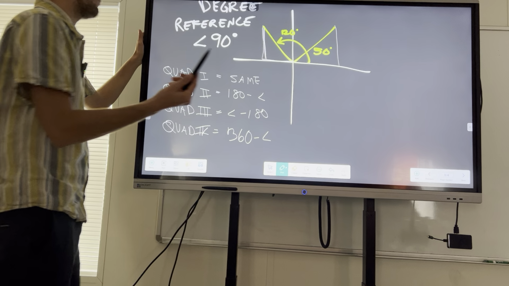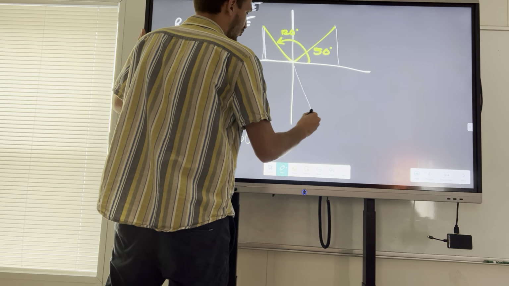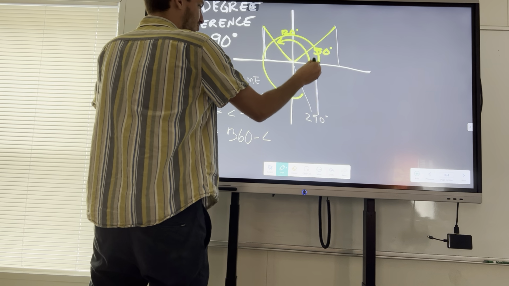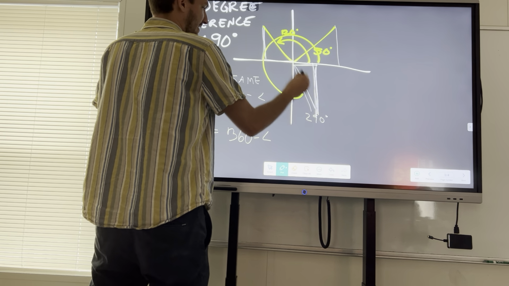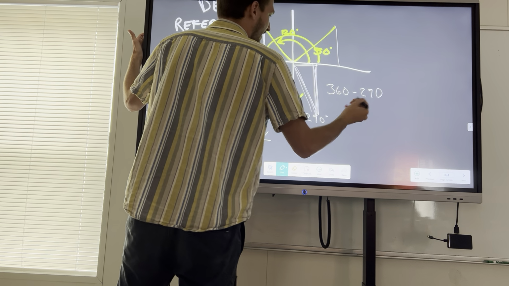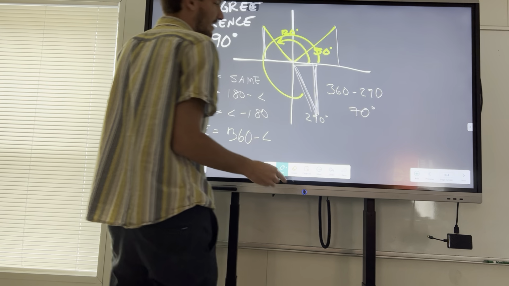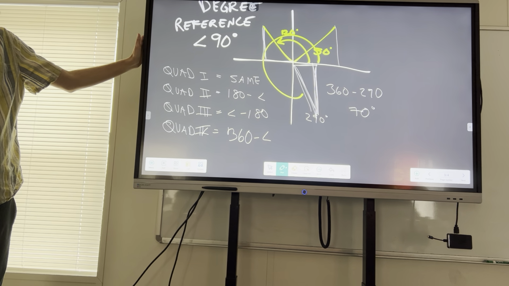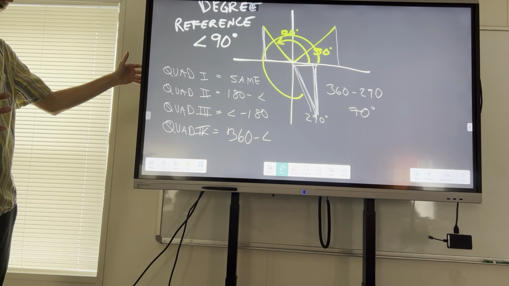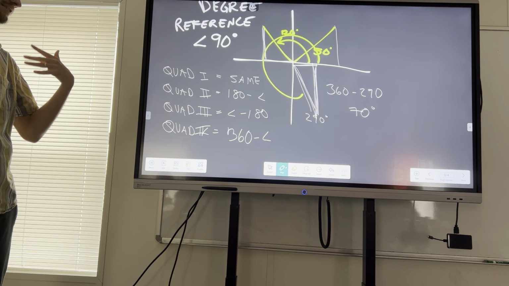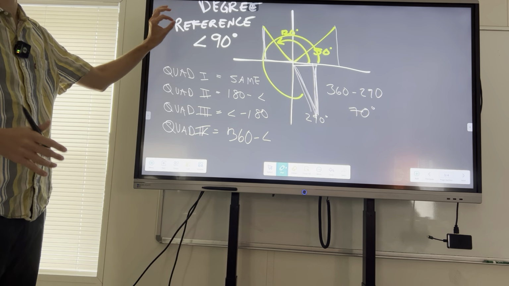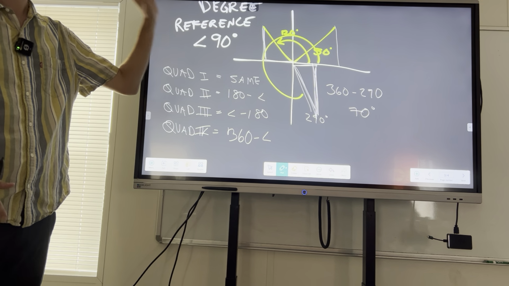Let's say we had something like 290 degrees. We're going to make this triangle with the x-axis, and it's going to be 360 minus 290, and it's going to be 70. That's our reference angle for 290. Okay, it's not the same as coterminal. You're not adding and subtracting 360 a whole bunch of times. It's something totally different. It has to be less than 90 degrees.